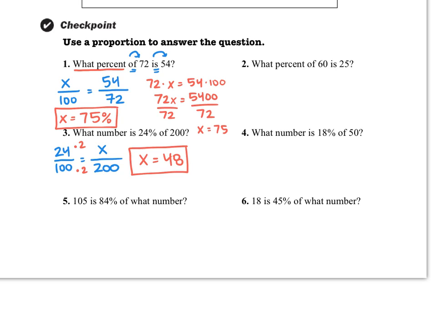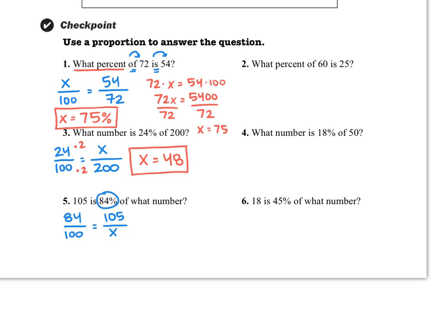Let's go down to number 5. Number 5 says 105 is 84% of what number? Okay, so we go to our proportion. We put 100 on the bottom, and in this case, 84 goes on top because 84 is the percent. Again, we can represent 84% as 84 over 100. It says 105 is 84% of what number? So in this problem, 105 is the part, and we are looking for what whole it is a part of.